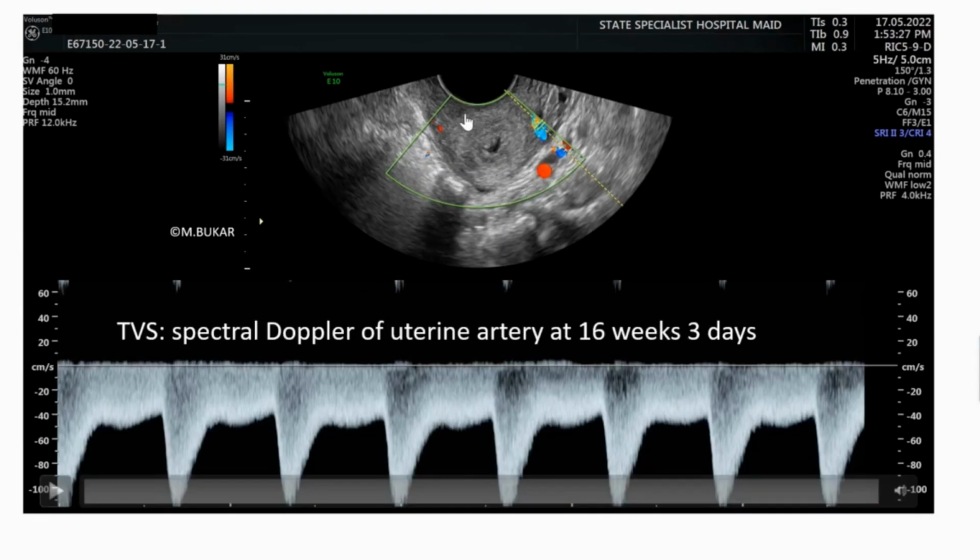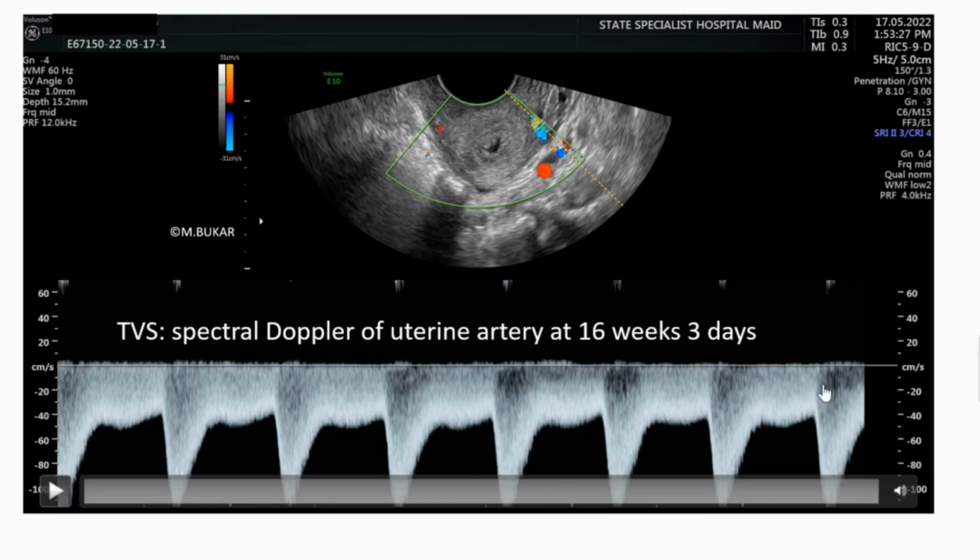This is also a transvaginal image depicting spectral aliasing. On spectral Doppler, aliasing is represented by cutting off of the peaks of systolic flow, with the peaks coming on the other side of the baseline, as can be seen here. So with spectral aliasing, it is difficult to get the correct measurement of Doppler indices.